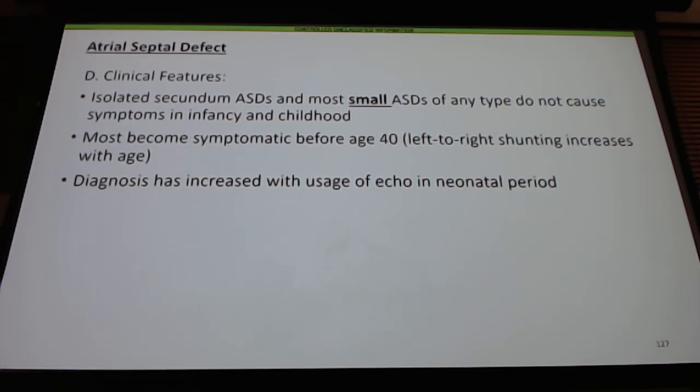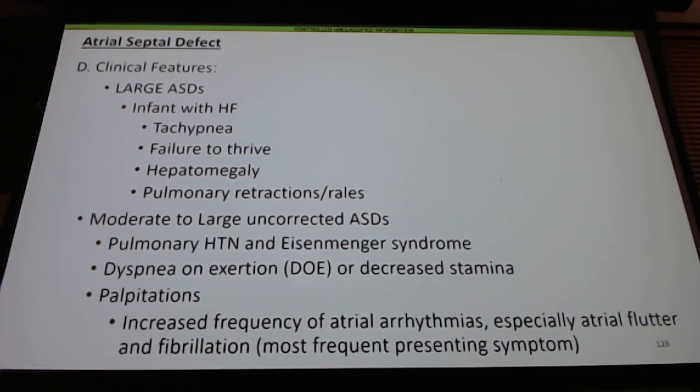Most small ASDs are not going to cause symptoms. However, if they are larger or it's been going on for decades, then things can develop and they may become symptomatic from it. If you have a large ASD, these little babies are going to present almost immediately with symptoms that are affecting like lungs, but also their feeding and other kinds of things mimicking like a right-sided heart failure. If they have moderate to large ASDs and they're not diagnosed, that can then lead to chronic kind of changes, which then can have long-term consequences.